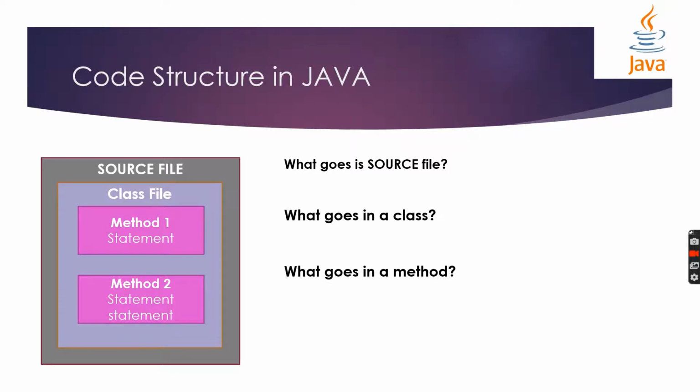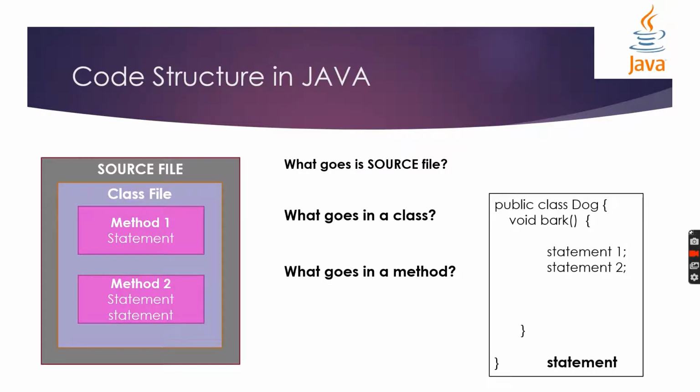What goes in the method? Within the curly braces of the method, write your instructions for how that method should be performed. Method code is basically a set of statements, and for now you can think of a method as kind of a function or procedure. So here we can write statement 1, statement 2, any number of statements in the void bark that we define as a method.